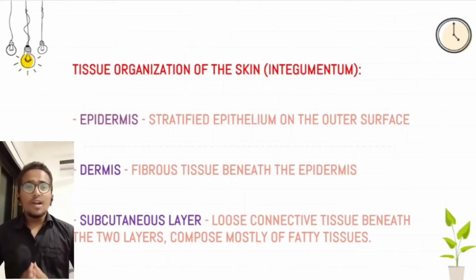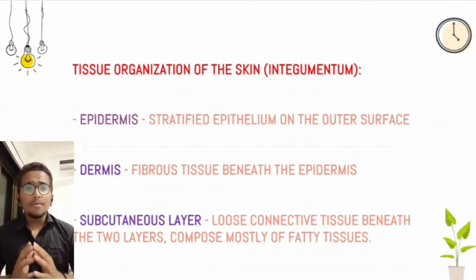Today, we are all going to discuss the development of the integumentary system. The skin is the largest organ of the body. So let us know about the tissue organization of the skin, the integument. It is made up of three layers: the epidermis, the dermis, and the subcutaneous layer, the hypodermis. Basically, the epidermis is the outermost layer of skin on our body.